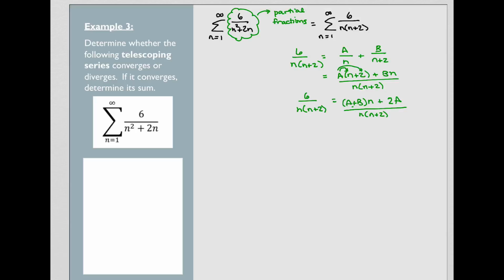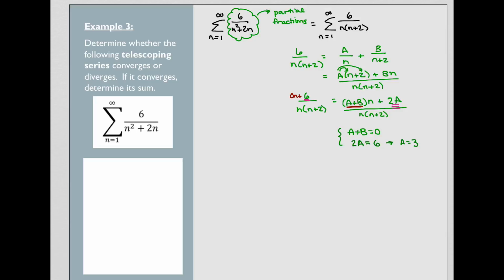And so now I set up my equations that correspond. I notice that A plus B is the coefficient on the n term. And over here, notice there's no n. It's actually 0 n's plus 6. So that means that A plus B is equal to 0. And I have 2A. That's my constant term. 2A is what is equivalent to 6. So I have 2A equals 6. I now solve this resulting system of linear equations, and this one's really easy. 2A equals 6 just implies that A is 3.